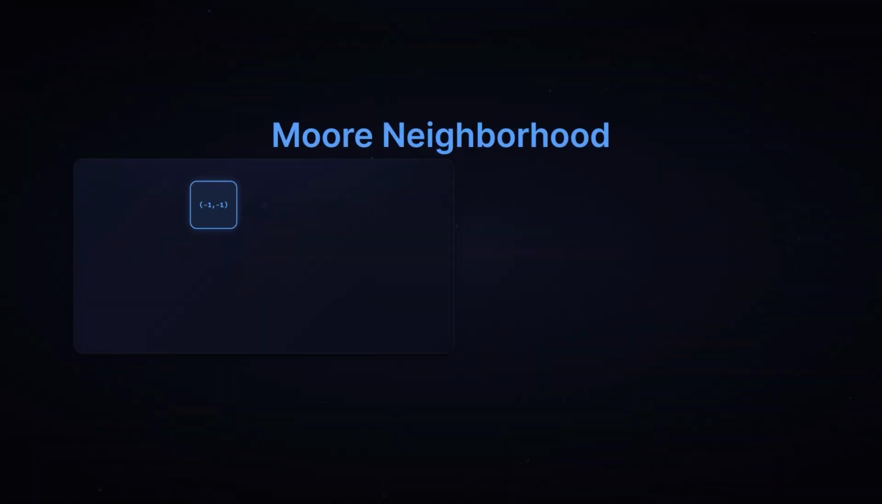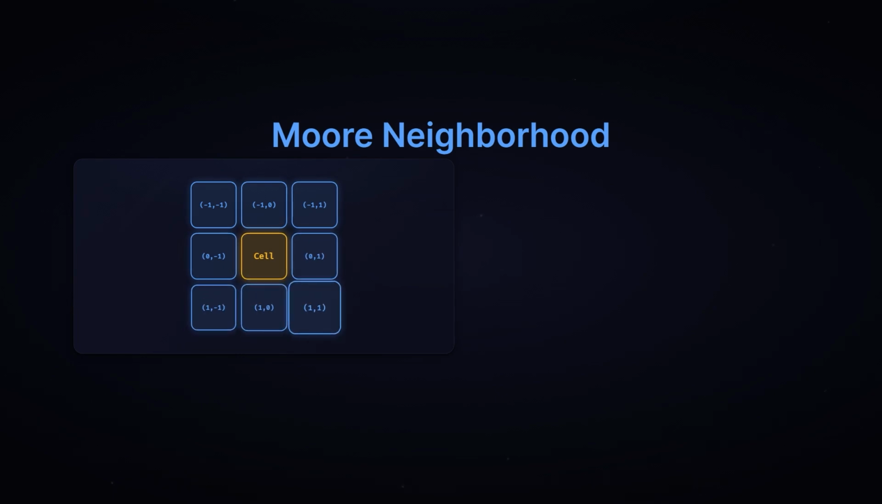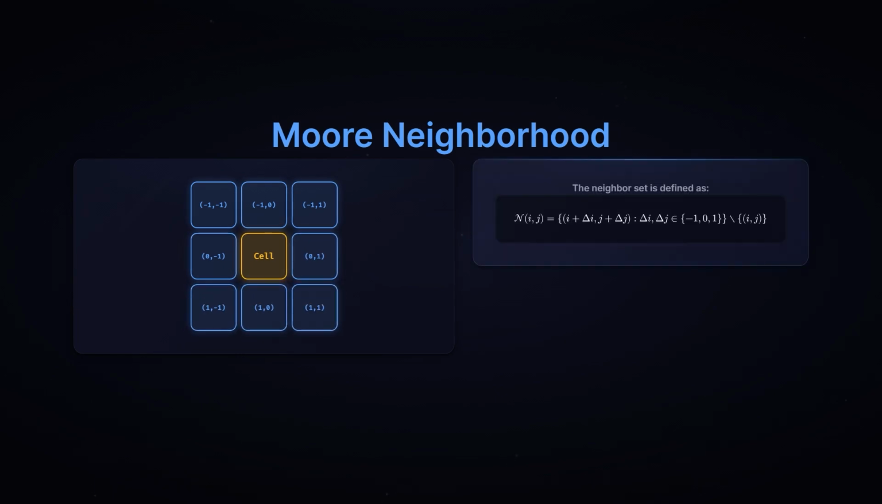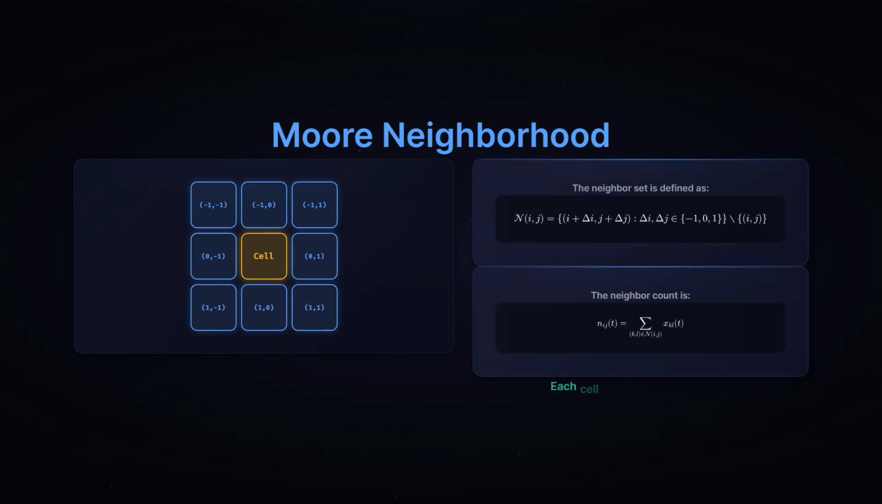For every cell, the program counts how many of these neighbors are alive. This number is called the neighbor count. The code is simply measuring the local population surrounding each cell.